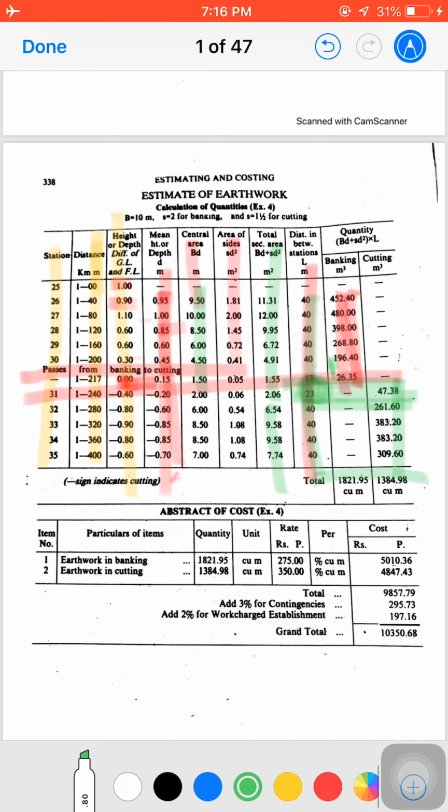After calculating the total quantity, you have to prepare an abstract of cost for earthwork in banking and earthwork in cutting, that is 1821 and 1384, at rates of 275 and 350 respectively. Calculate the cost, then add 3%, 2% for work charged establishment and contingencies. You get the grand total as 10350.68.